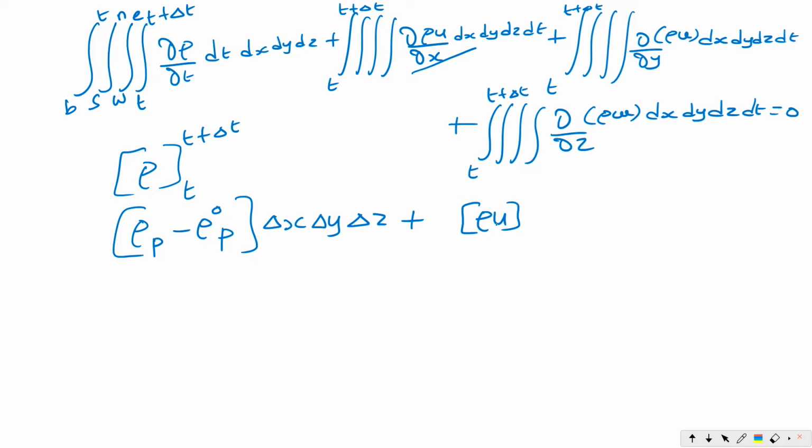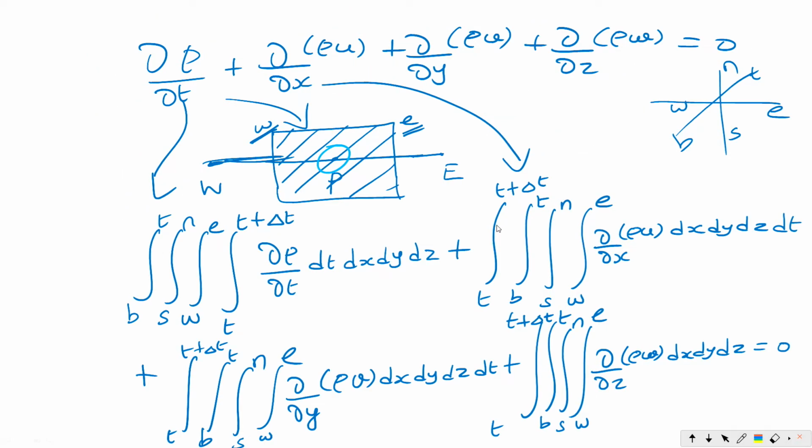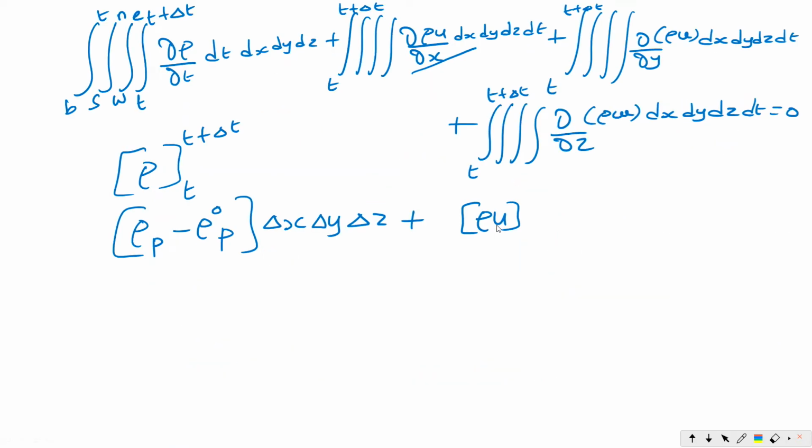The limits are very important. That is why I have drawn the control volume. You can see the limits are from the western face to the eastern face in the x direction. Already we have written here. Yeah, I have not written. So it should be what?